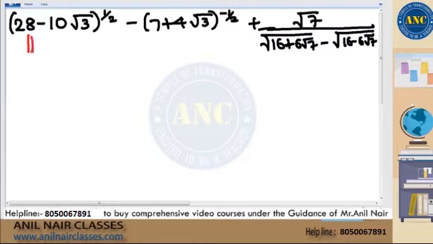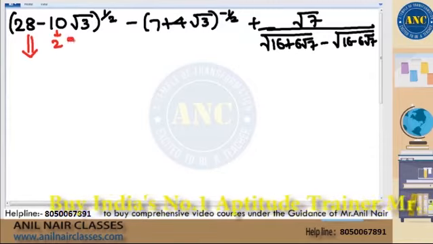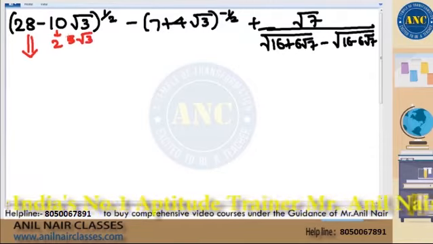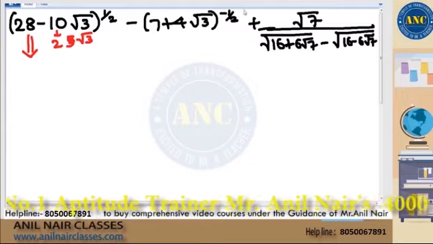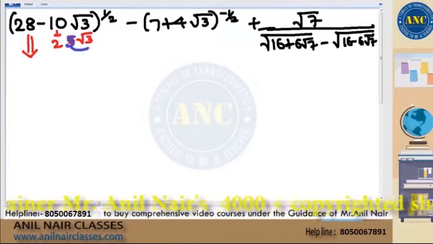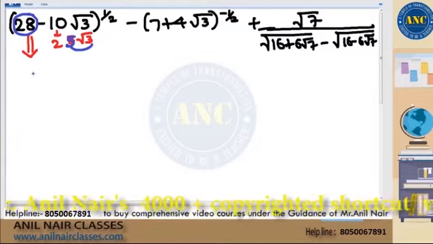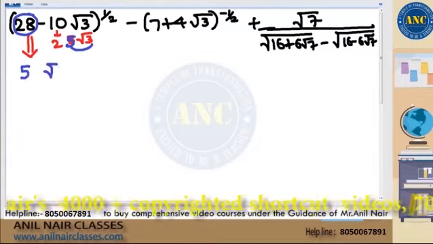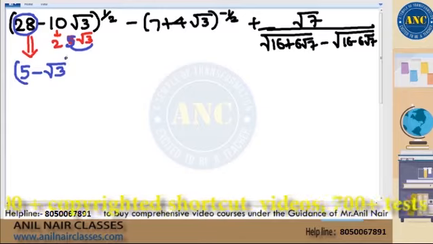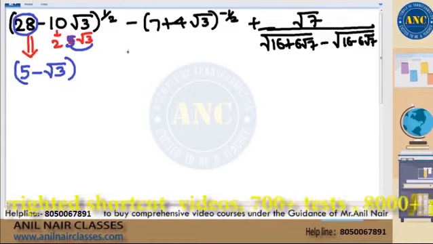First answer, what should be the first term? Power 1 by 2 is nothing but square root. Now 10 is nothing but 2 into 5 root 3 and 2 into 5 root 3, and this 5 is nothing but square root of 25. 25 plus 3 is nothing but 28. Directly you can tell 5 and root 3 with a negative sign in between. First value is 5 minus root 3.